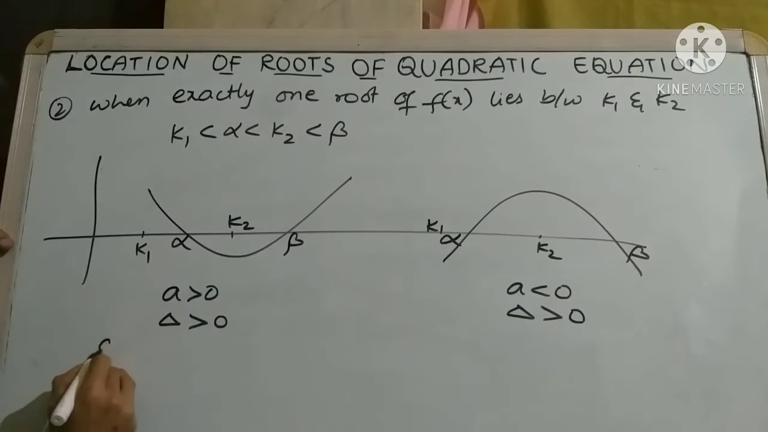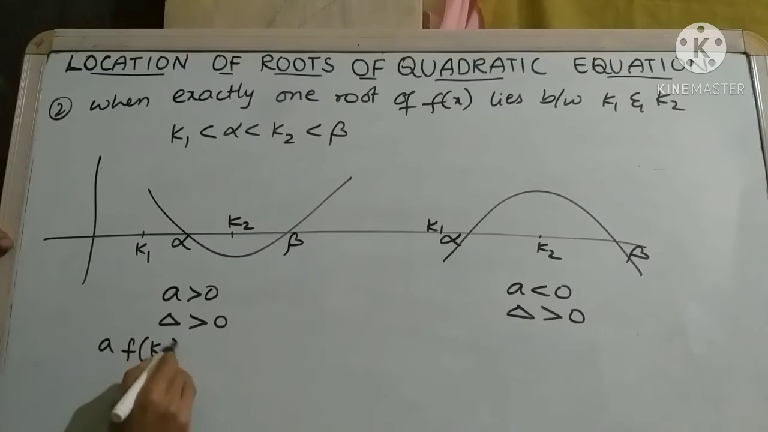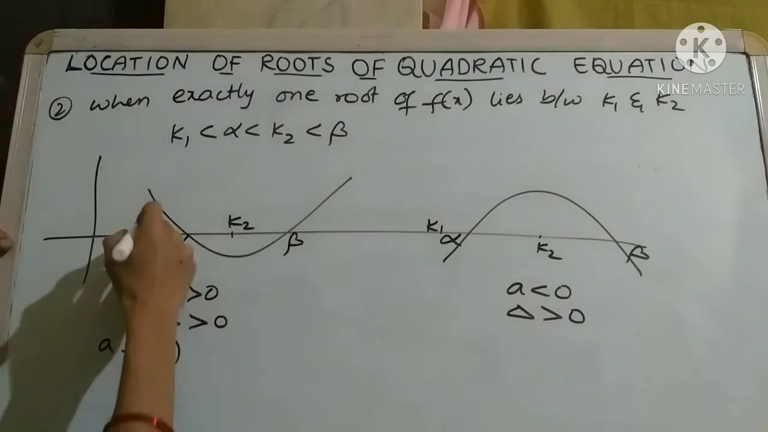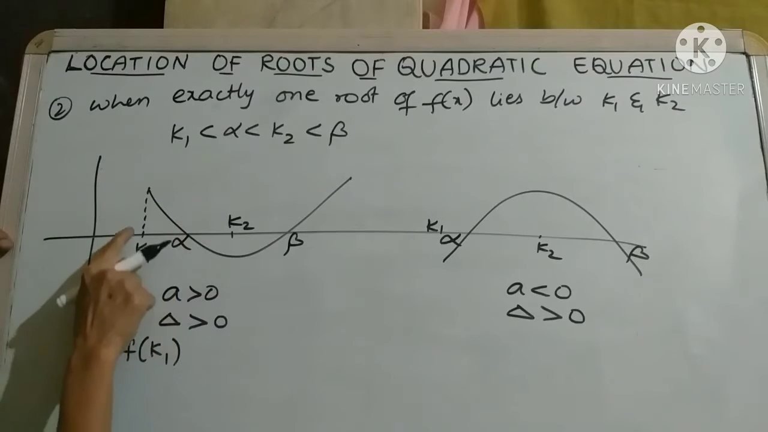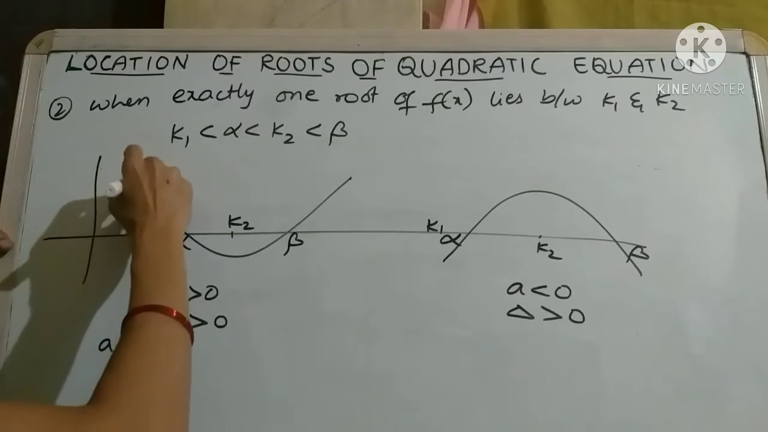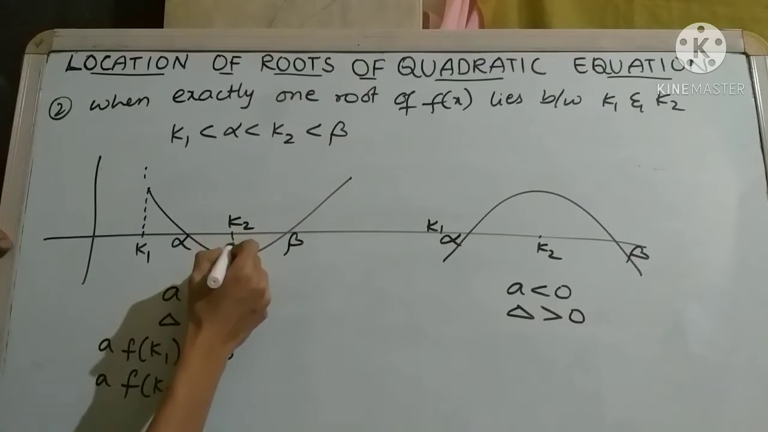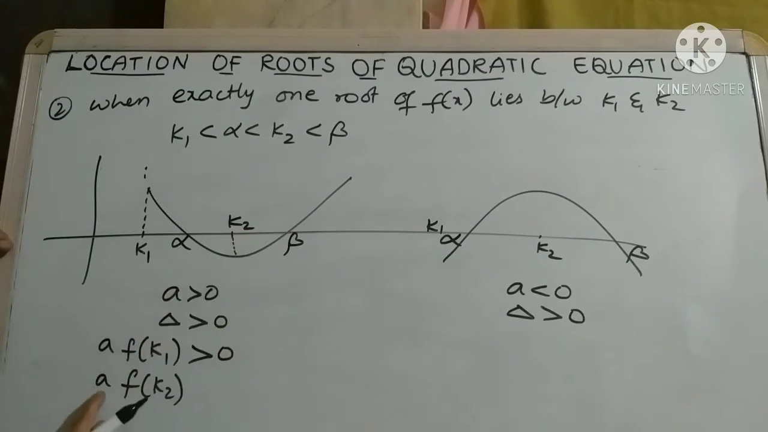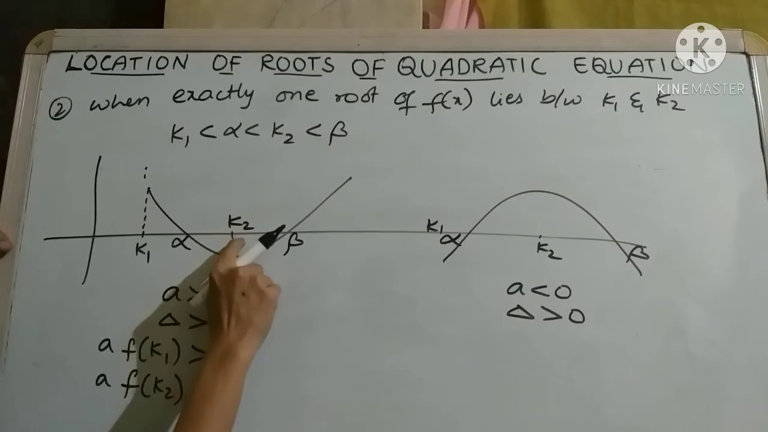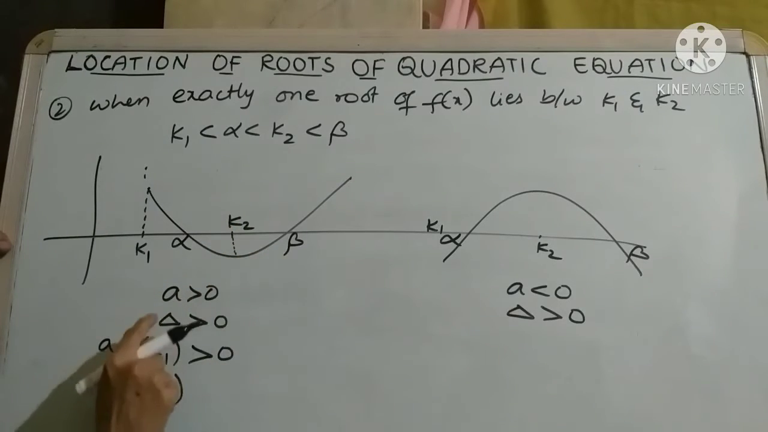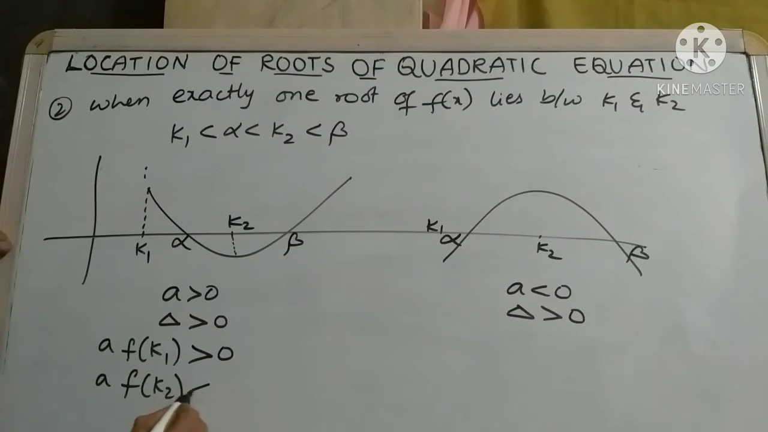Then a into f of k1, check once. a is greater than 0, and f of k1 means this k1 point touches the parabola in the positive direction, positive into positive, greater than 0 only. a into f of k2: this k2 touches the parabola in the downward region. a is greater than 0 and f of k2 is downward; the k2 point touches at a down position, no? Positive into negative means negative only.